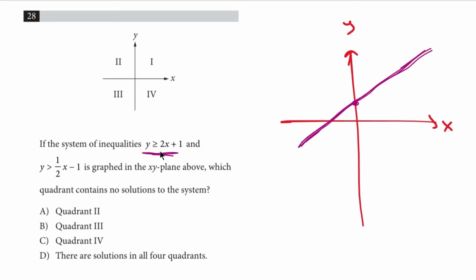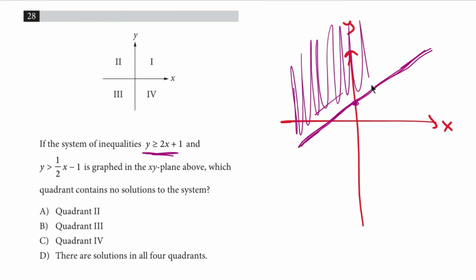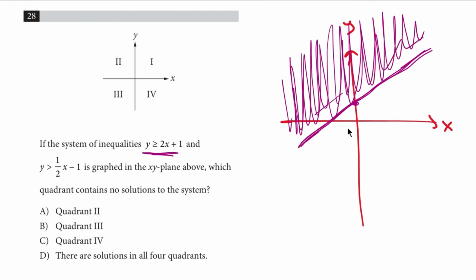And therefore the inequality, since y is more than or equal to that line, y has to be above that line. So we shade the region above that line. This is how we graph inequalities. Inequalities represent regions on the xy plane.